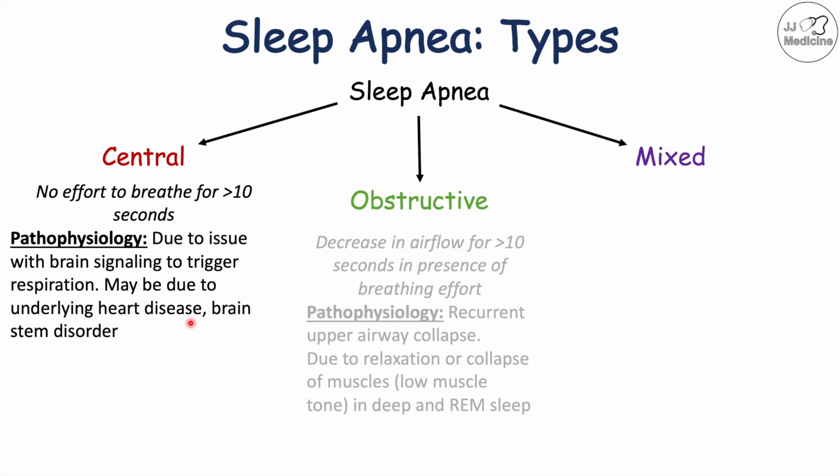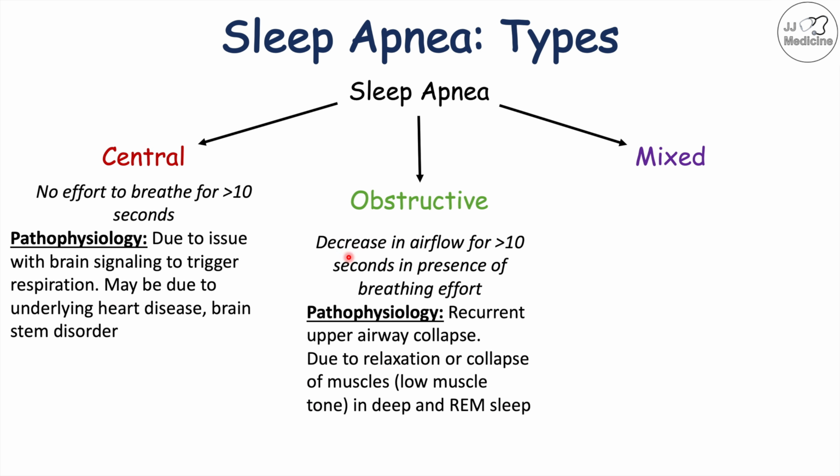Now, the topic of this lesson is obstructive sleep apnea. Obstructive sleep apnea has the same definition of a decrease in airflow for greater than 10 seconds, but it occurs in the presence of breathing effort. Briefly here, the pathophysiology behind why obstructive sleep apnea occurs is because of recurrent upper airway collapse. And more specifically, what this means is that it is due to relaxation or collapse of muscles due to low muscle tone in deep and REM sleep. So again, obstructive sleep apnea is due to relaxation or collapse of muscles and can often include the tongue that leads to the obstruction or blocking of the airway, even though the patient is trying to breathe. We're going to talk more about this in the next upcoming slides.